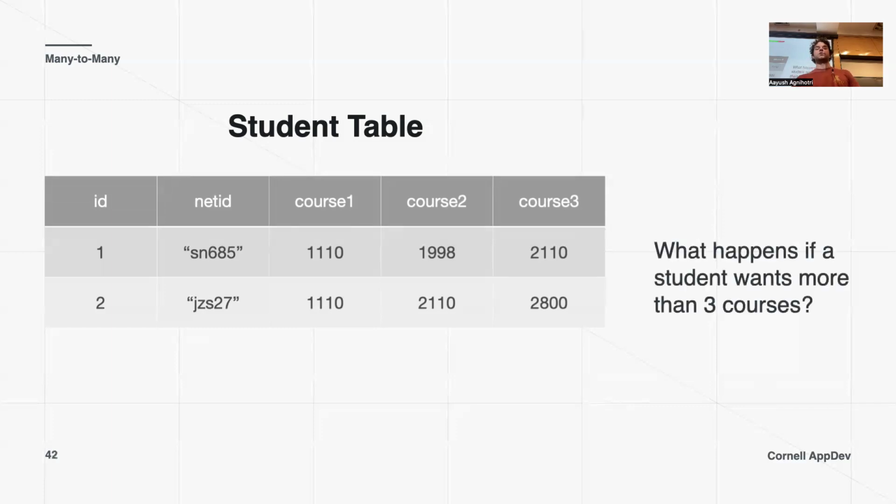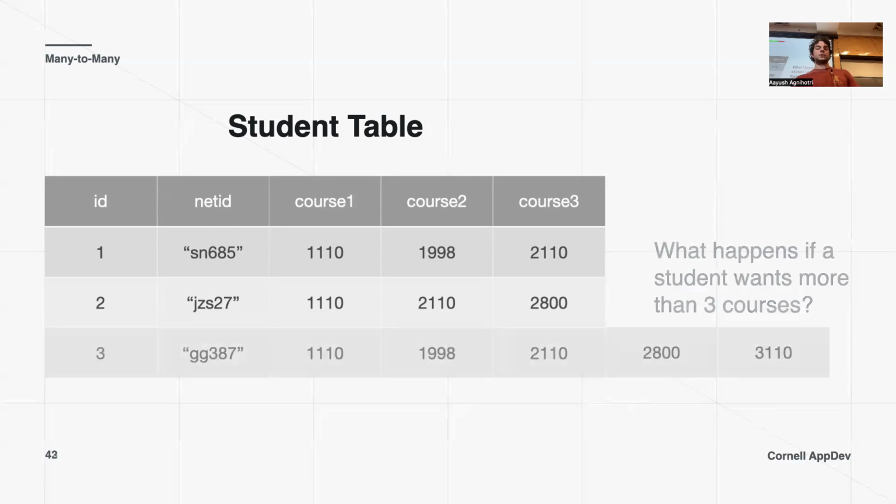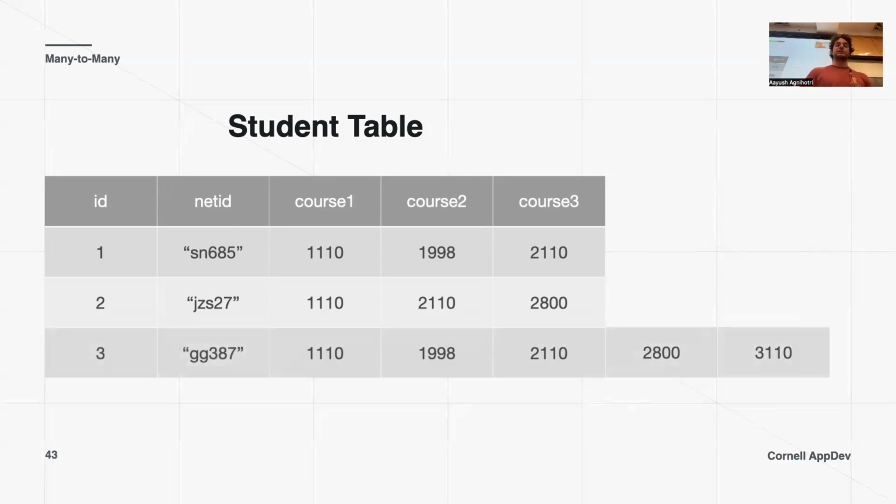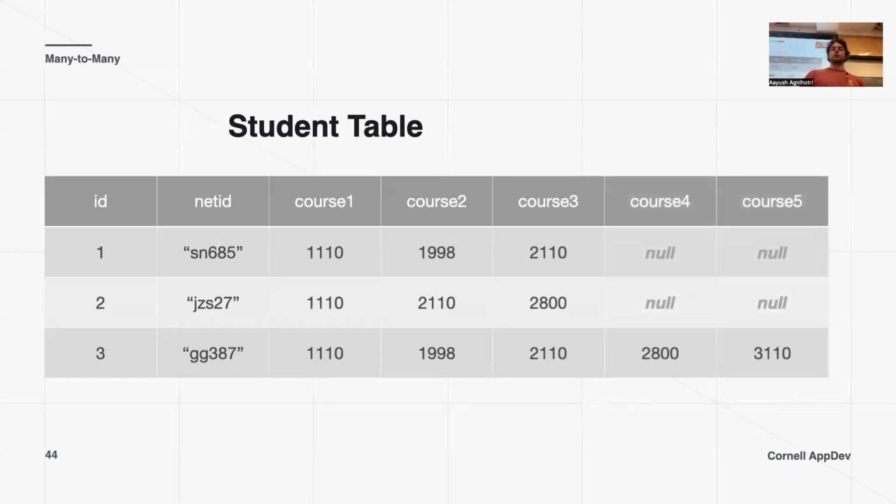But let's say a student wants to enroll in more than 3 courses. So we have this student GG387, and he's enrolled in 5 courses, right? We don't really have columns for these 2 courses at the end. So what are we going to have to do? We're going to have to make these course 4 and course 5 columns over here. But the first 2 students aren't enrolled in 4 or 5 courses, so all that information over there is going to be null. And likewise, if someone is only enrolled in 1 course, taking a light semester or something, then all of the course 2 through course 5 fields are also going to be null.